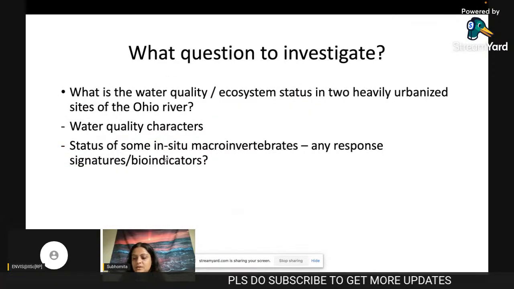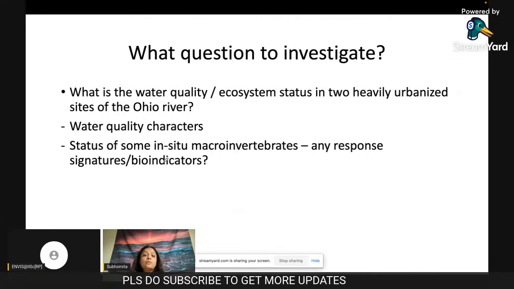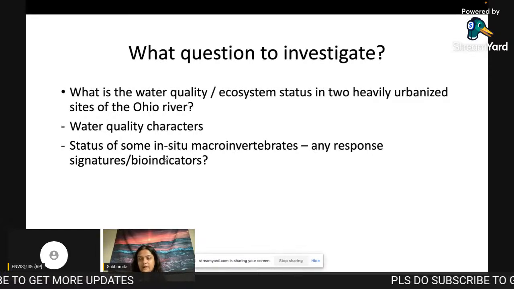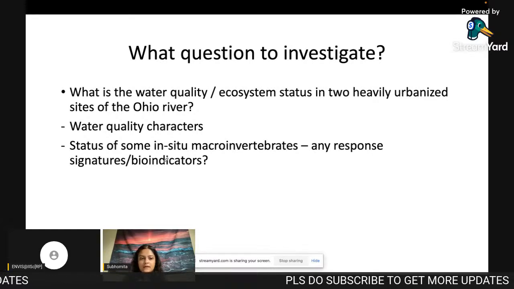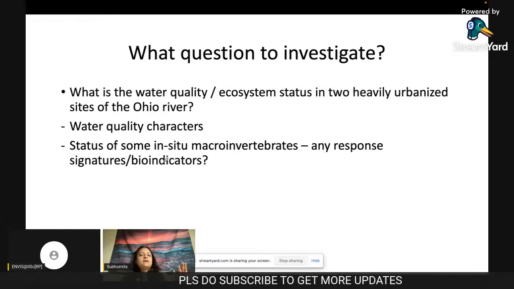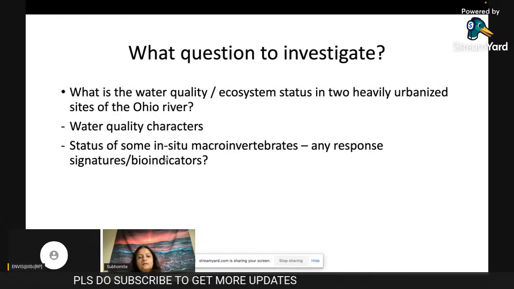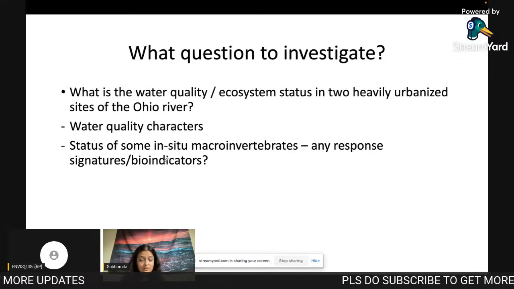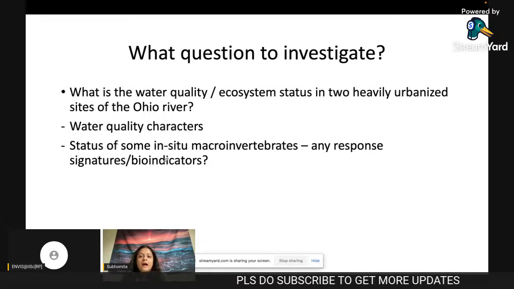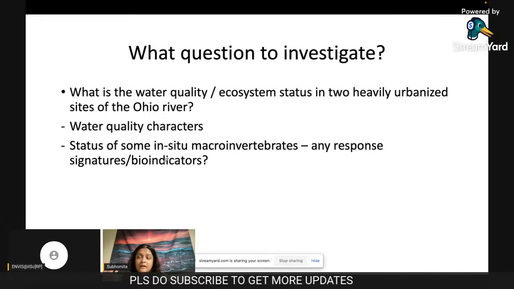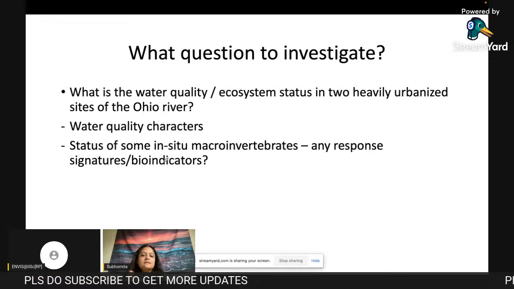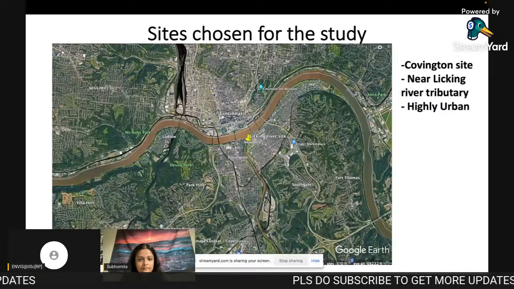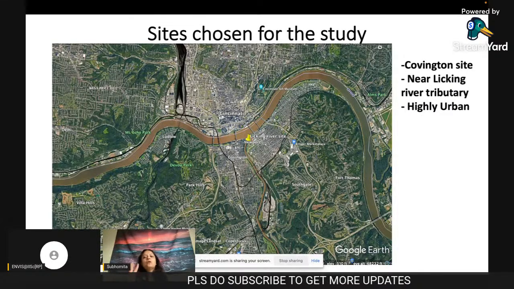So the questions, again, this is a very preliminary study, but the questions I want to investigate here are: what is the status of this ecosystem itself? For example, what does the water quality tell us? How are the water quality characteristics changing? And what is the status of some in situ macroinvertebrates, or some organisms that are already living in this ecosystem? What is their status, and can that status be used as a biological response signature or as a bioindicator itself? So I'm currently focusing on two sites.